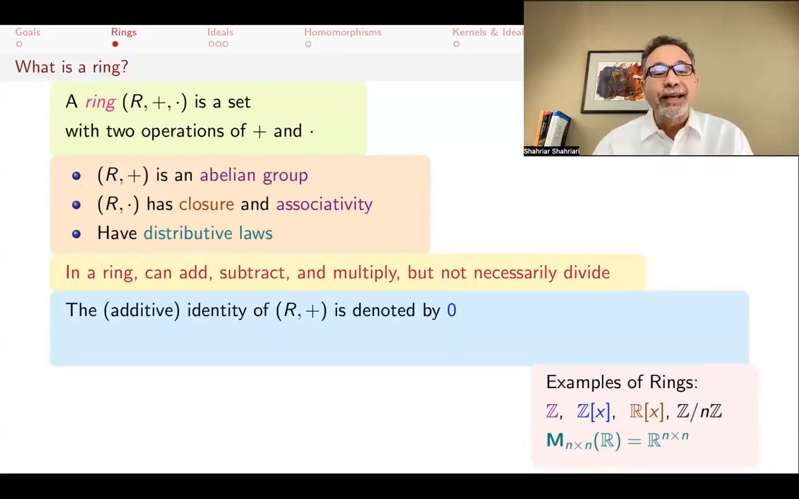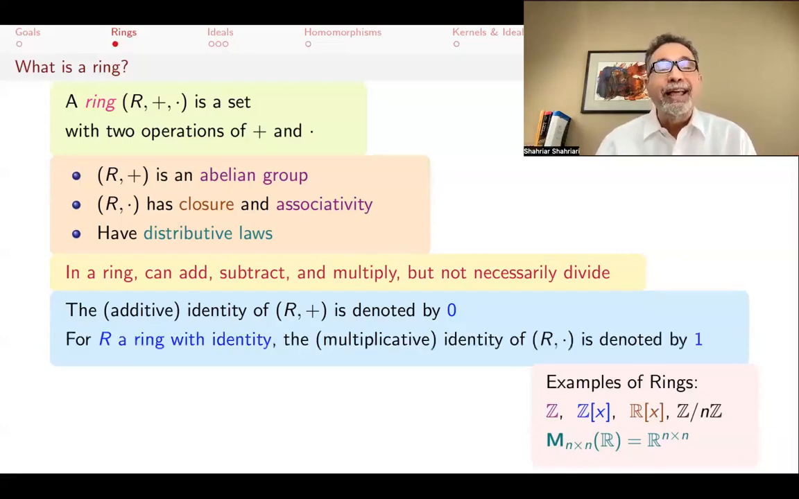Now, some notation. The additive identity of R, the element that when you add it to other things, nothing happens, we denote by 0. If R has a multiplicative identity, something that when you multiply by things doesn't change them, then we denote that by 1.